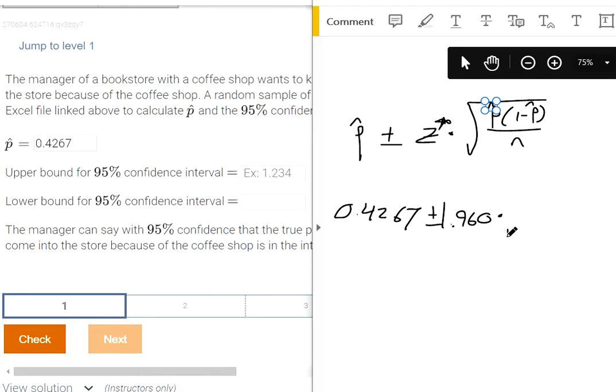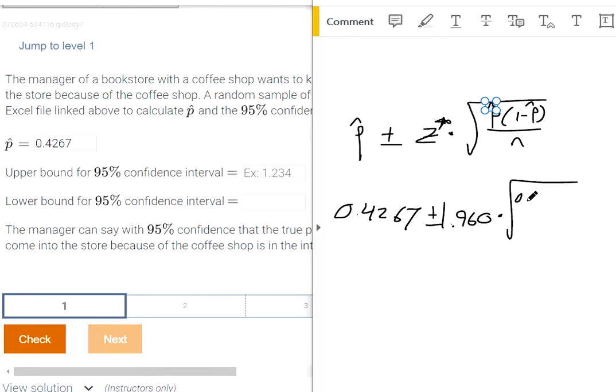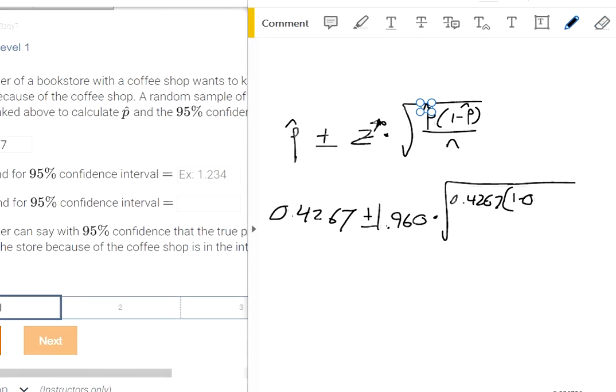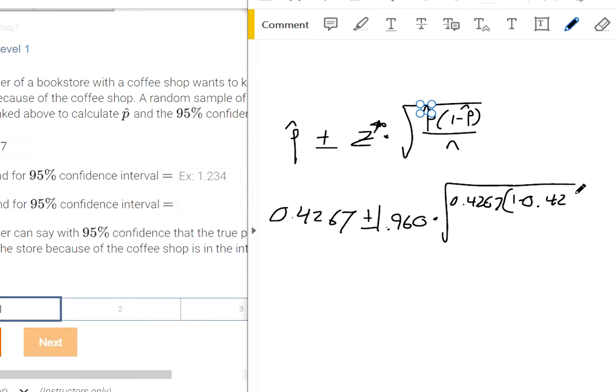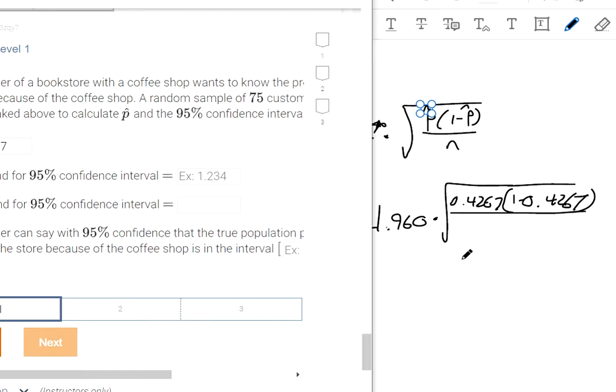And that's times the square root of p hat times 1 minus 0.4267 divided by the sample size. And this one, there's 75 people.